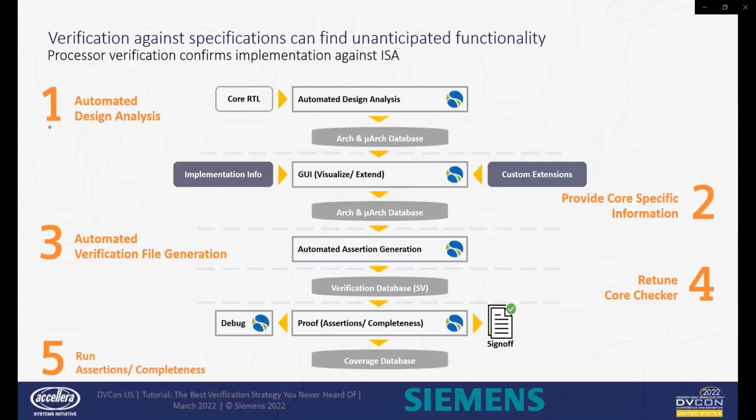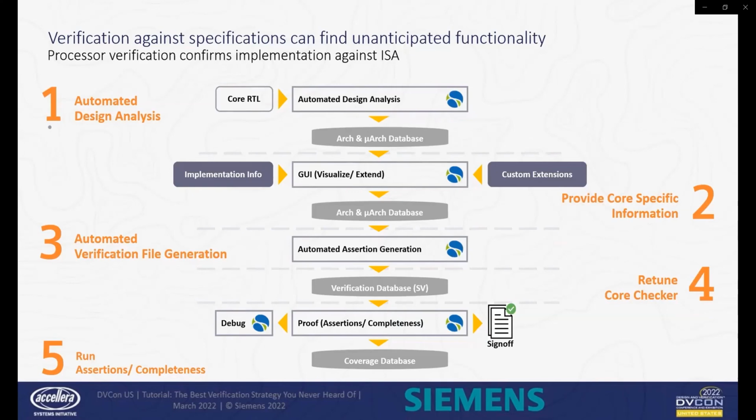Thinking about applying gap-free, let's look for a moment at processor verification with a focus on Trojan detection. In other words, the implementation does everything it is supposed to do and does not do anything it is not supposed to do. Here is a suggested overall flow.